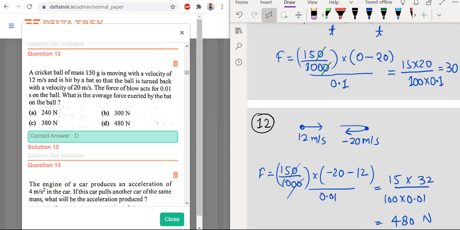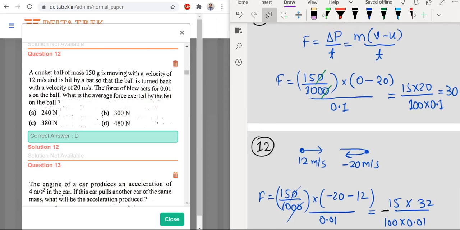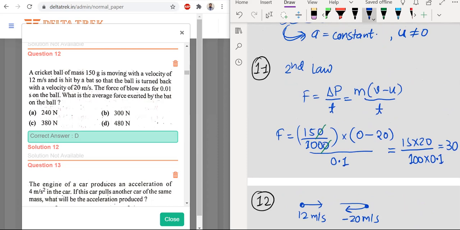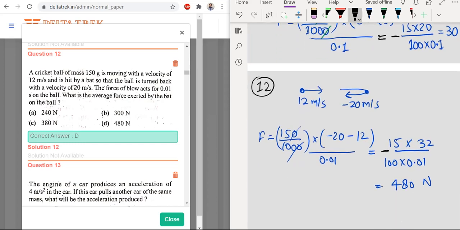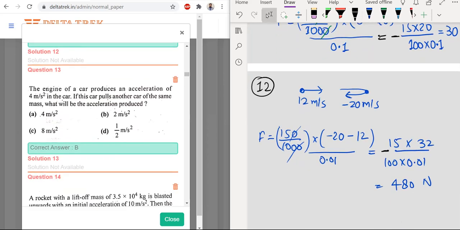Now some of you are thinking, sir, the answer will be negative. Yes, it doesn't matter, the force can be negative also. But in the option it hasn't asked about the sign. The sign says that the force will be applied in the opposite direction to push it back. The same is going to happen here also. The force is negative, so negative is nothing but just the direction. So there is no need to include the negative in the final answer. It is just for direction.